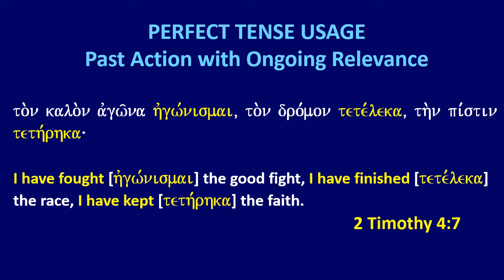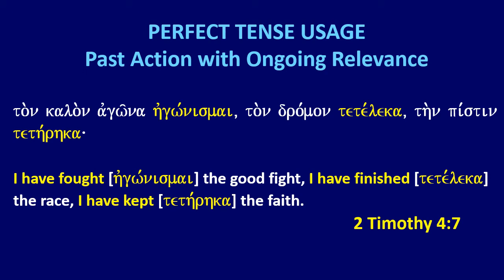I have fought is the perfect middle and passive deponent indicative mood form of agōnizomai, ēgōnismai. And then you have the second word there for I have finished, teteleka. That's the perfect active indicative of teleō. And then I have kept is tetērēka, and that's the perfect active indicative of tēreō. So three perfect tense verbs.